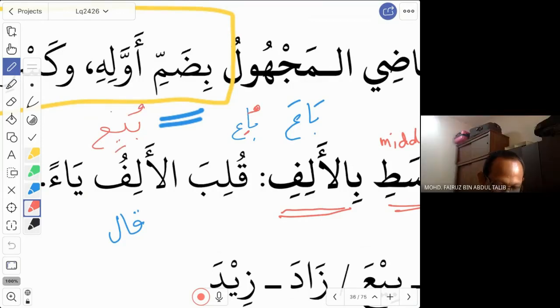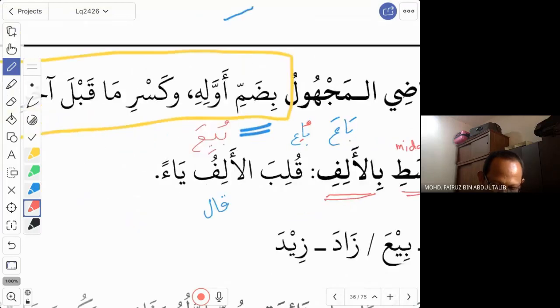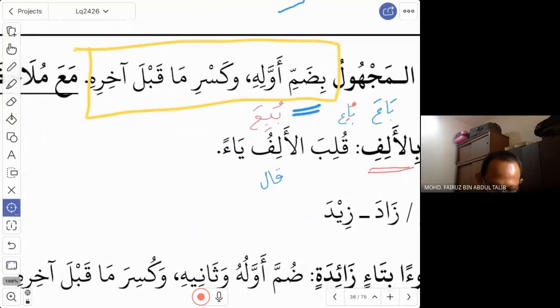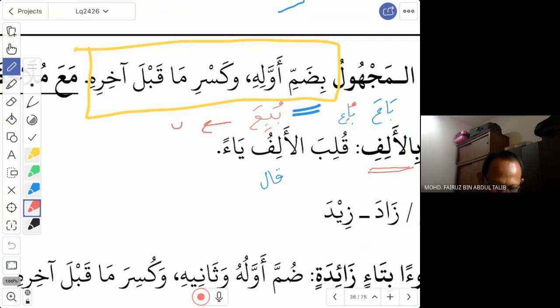Okay. So if we were to follow the original rule, which is dhamma, and then you put kasra, the word is buya, but of course this is very difficult to read. So the Arabs do not like this buya. Nobody will say buya. So to make it easier to read, they change this from bu to bi. So now it becomes bi'a.